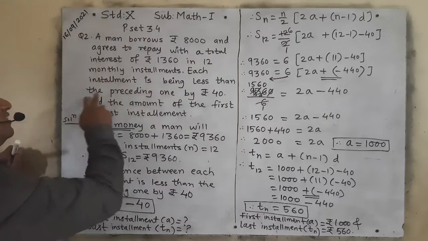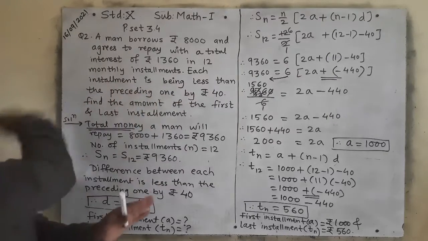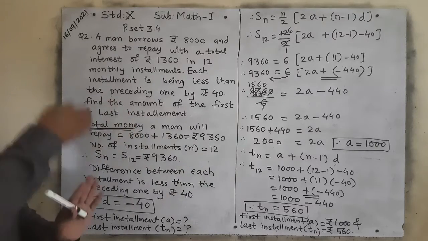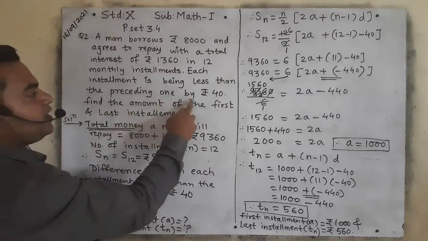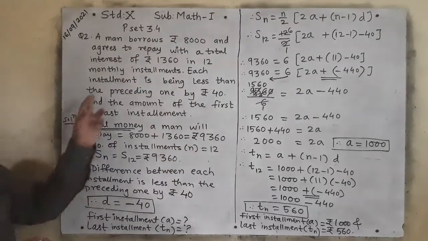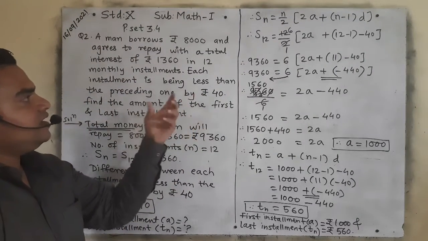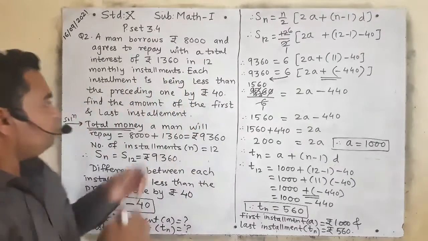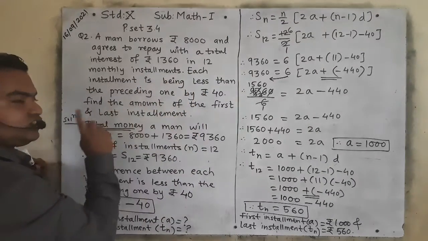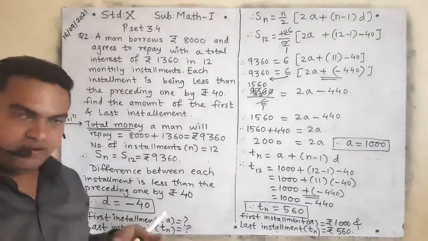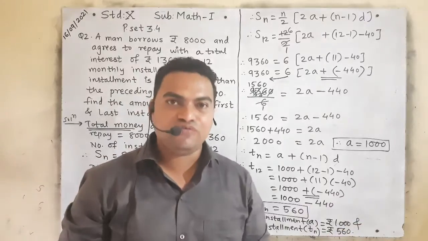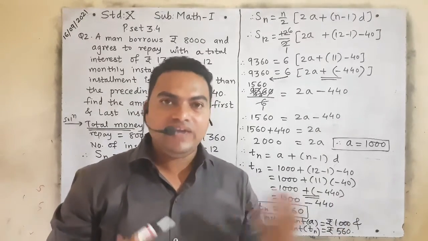Each installment is less than the preceding one. Preceding means पिछली. Succeeding means अगली, and preceding means पिछली वाली. Okay. So the preceding one by rupees 40. So this line I will explain. There will be total 12 installments. The first installment, I have to find the amount of the first installment, means A is not given, and the last installment also we have to find, means TN also we have to find. A and TN we have to find.